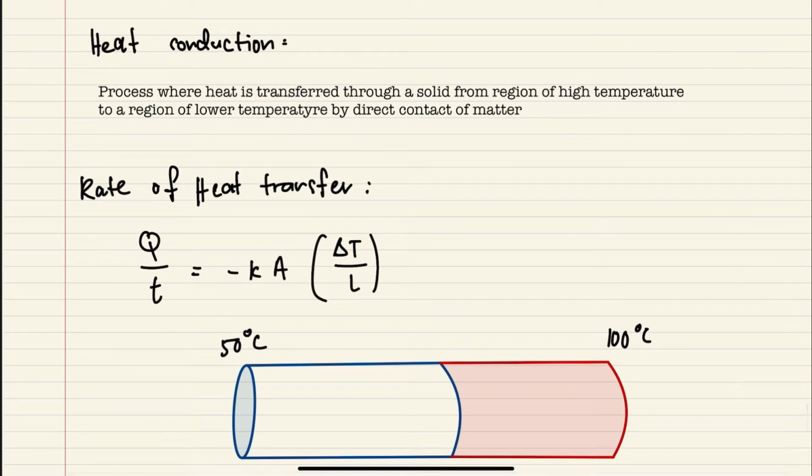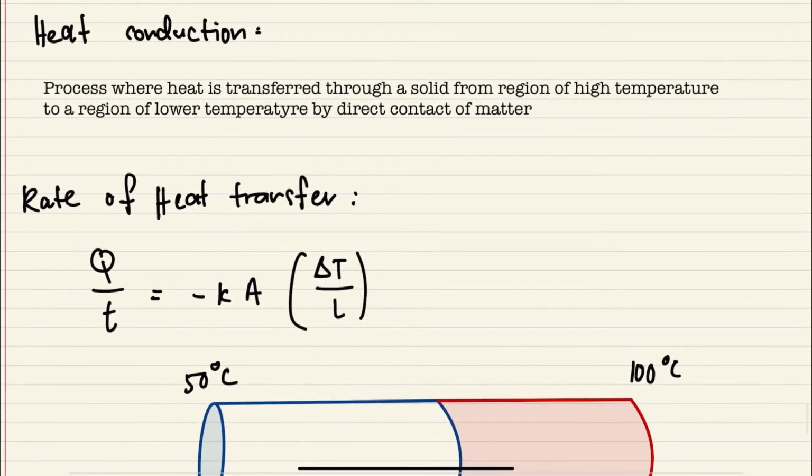First of all, I would like to go through the definition. Here, the definition for heat conduction. What is heat conduction actually? It's a process where heat is transferred through a solid from a region of high temperature to a region of lower temperature, by direct contact of matter. So the key thing here is that the heat flows from higher temperature to lower temperature.